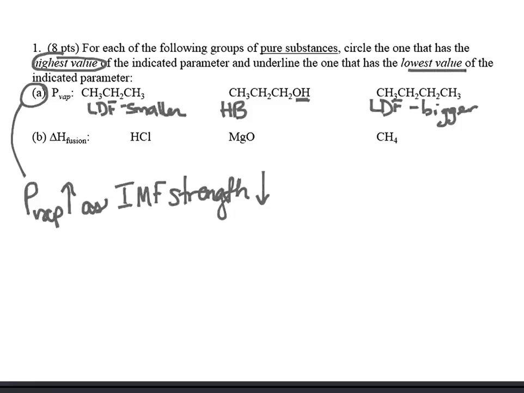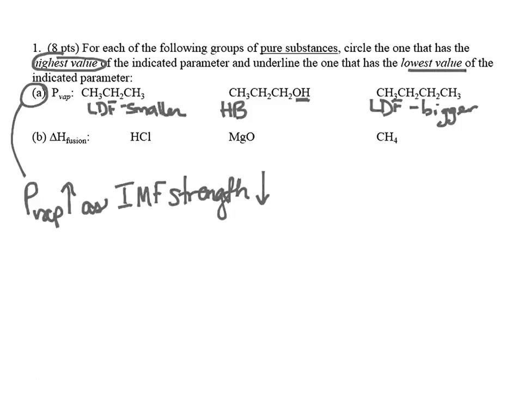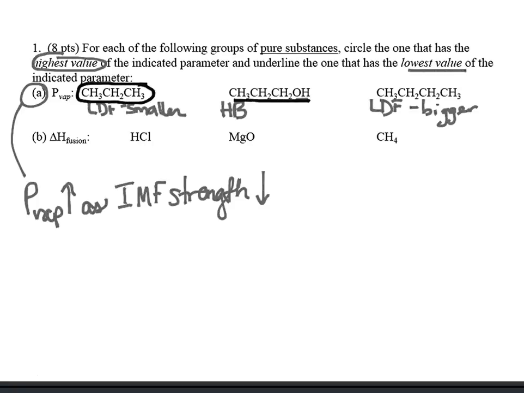It exhibits only London dispersion forces. So when we're comparing the strength of those London dispersion forces, the smaller molecule on the left is going to have weaker London dispersion forces because it is less polarizable than the molecule on the right, which is butane. And so of these 3, the weakest intermolecular forces is the molecule on the left, propane. And so it's going to have the highest vapor pressure. We're going to circle that. And the molecule with the strongest intermolecular forces is going to be butanol, the alcohol, which exhibits hydrogen bonding. So we're going to underline that.